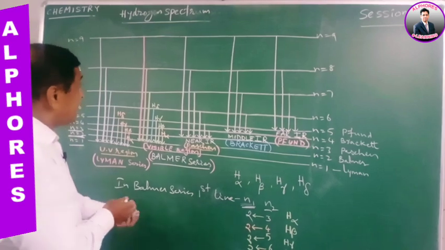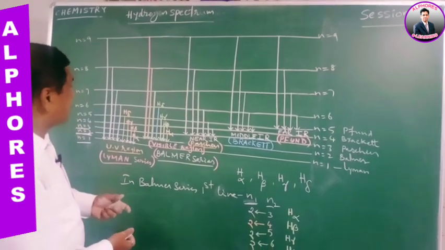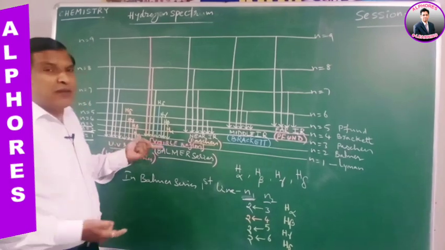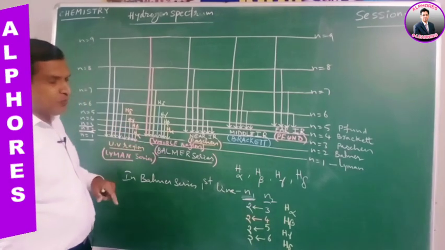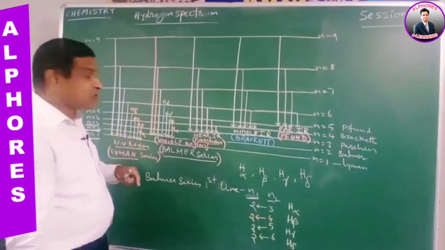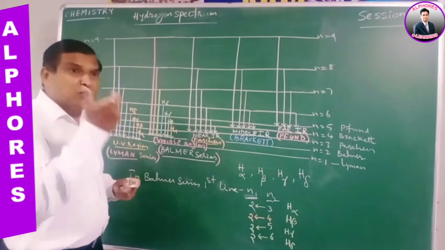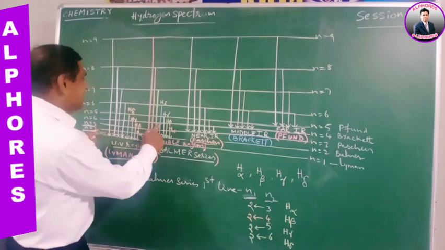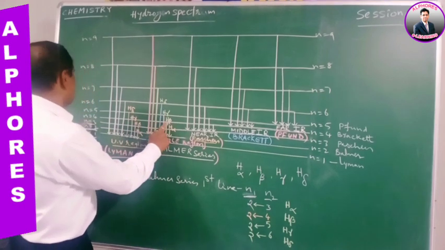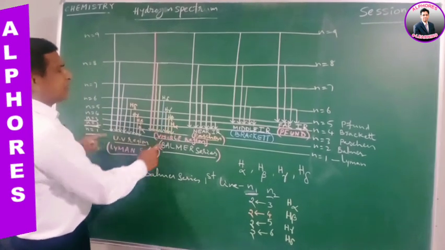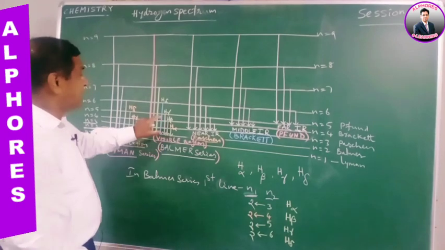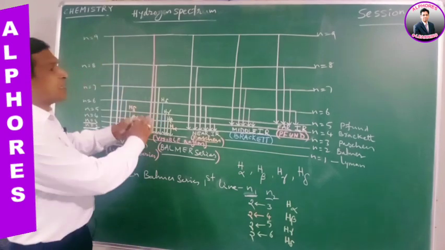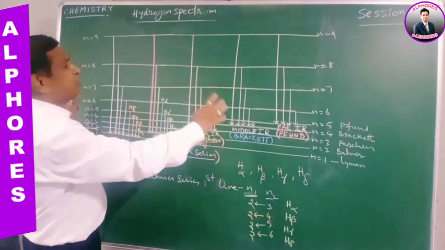In competitive examinations, they will ask you to calculate the wave number of the H beta spectral line in the Balmer series. To understand what the H beta spectral line is: H beta means the electron is coming from the fourth orbit to the second orbit. That means n1 equals 2 and n2 equals 4. So that is the terminology in hydrogen spectra.